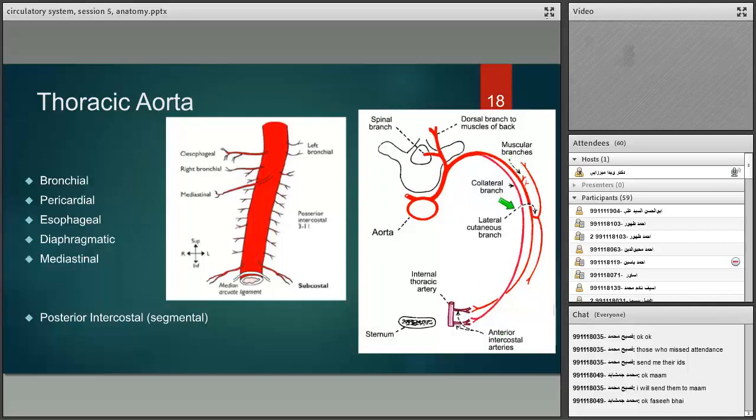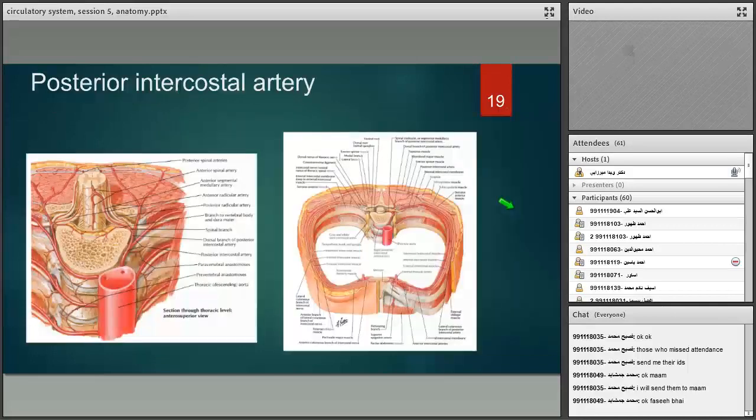So, this is a branch of posterior intercostal. Here also we can see each intercostal space. Look at here, this is the intercostal space. We can see the aorta, and also this is the dorsal branch which is supplying the blood for muscles of the back, and also this is the spinal branch of the dorsal one.